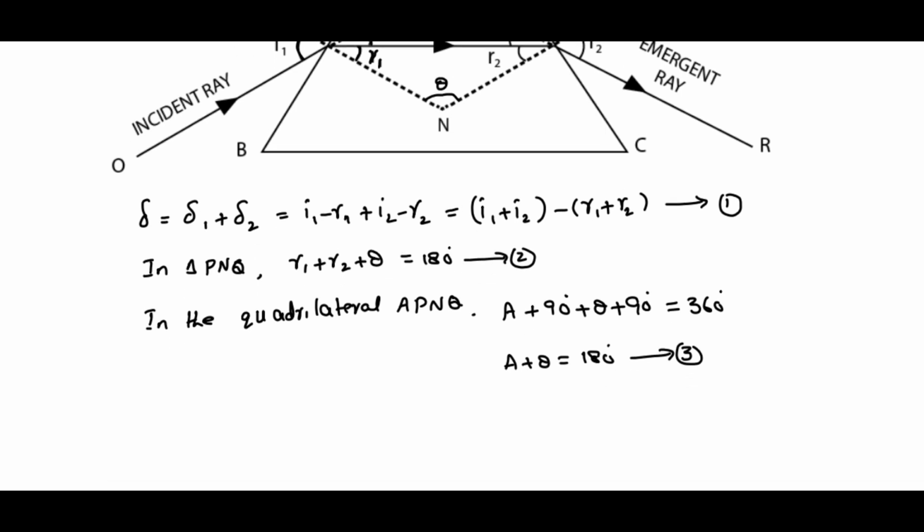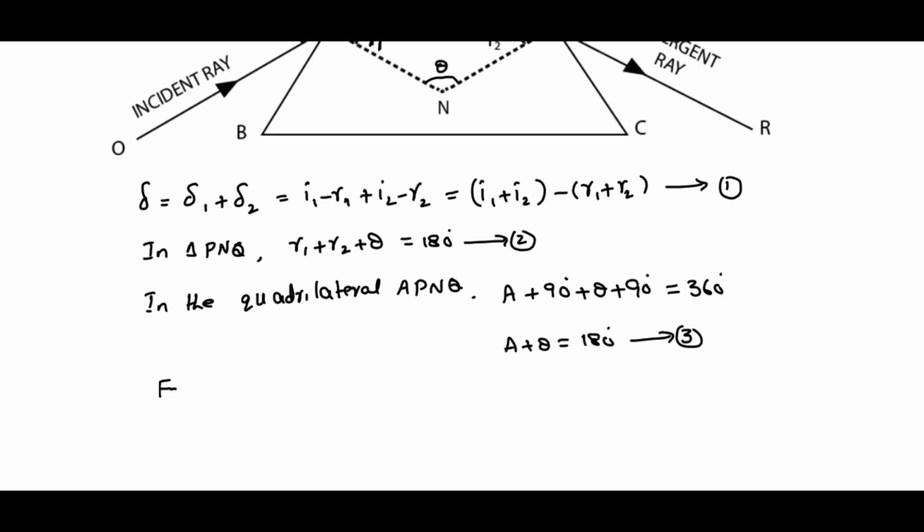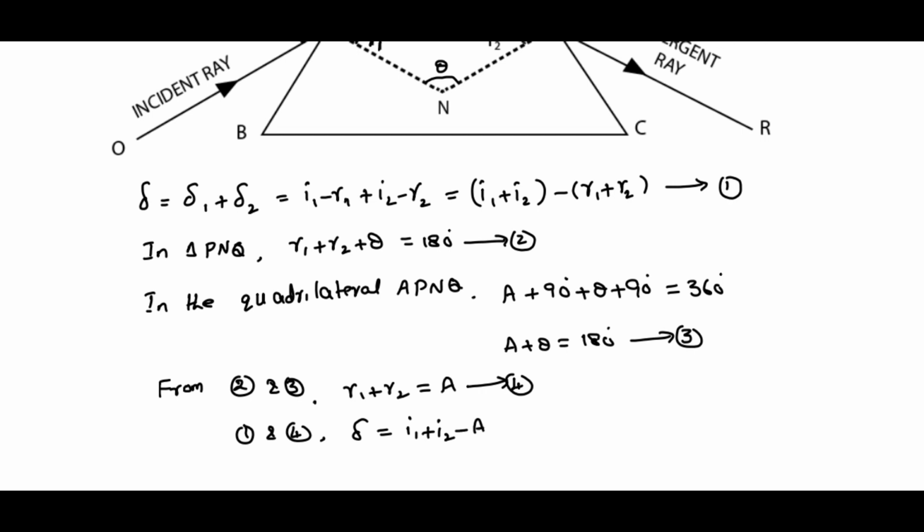From equation number 2 and 3, we can write R1 plus R2 is equal to A. Name it equation number 4. From equation number 1 and 4, we can write delta is equal to I1 plus I2 minus A. Name it equation number 5.